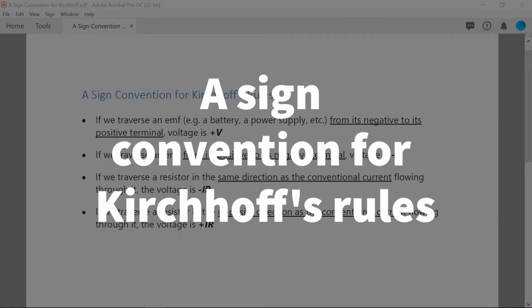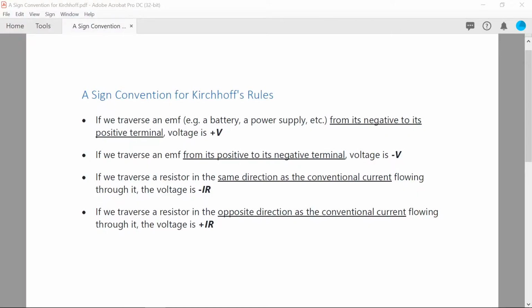Now, before we can write our Kirchhoff loop equations, we need to establish a sign convention. There are different ways you can establish a sign convention, but one that I would suggest you use is the following. If we traverse an EMF, meaning a battery or a power supply, from its negative to its positive terminal, then you would have a positive voltage. If we traverse an EMF from positive to negative, then that would be a negative voltage.